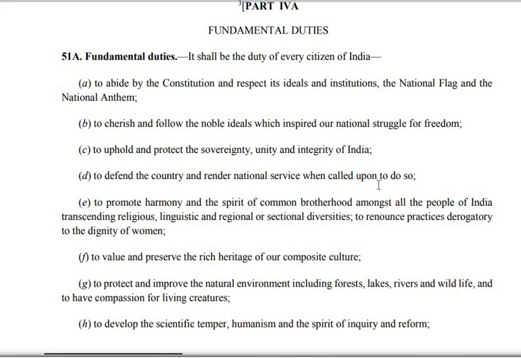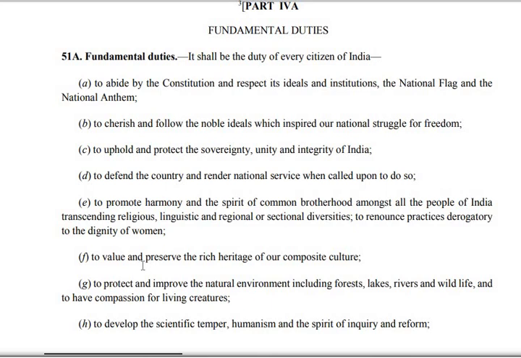Then, to promote harmony and the spirit of common brotherhood amongst all the people of India, transcending religious, linguistic, and regional or sectional diversities, to renounce practices derogatory to the dignity of women. So, उस तरीके से जितने भी हेरिटेज हैं कंट्री के, जितने भी नेशनल मॉन्यूमेंट्स हैं, they have to be protected by us, and we cannot do any act which goes to harm the monuments. In that case, we can be legally prosecuted.